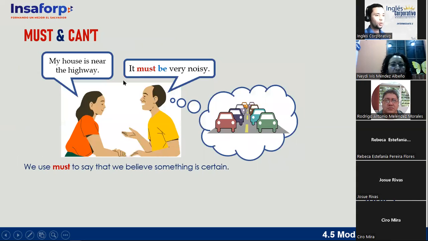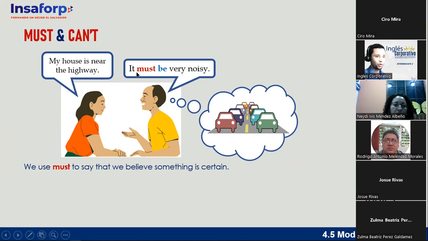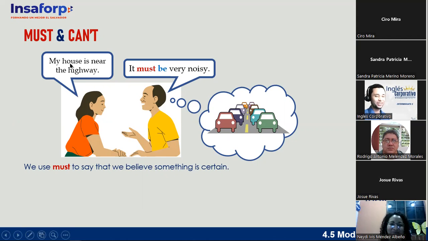Let's continue. What about this? Now, this is new. Must and can't. There is an example conversation. I need one boy and one girl to help me read it, please. I need two volunteers this time. Raise your hand, please. Ciro, you will be the boy right here. Now a lady, please. Who wants to read the other part? Okay, Sandra is going to help you. Sandra, you read this, and Ciro, you read this.